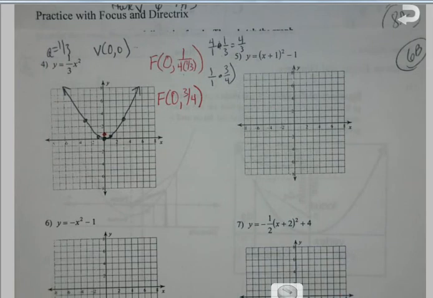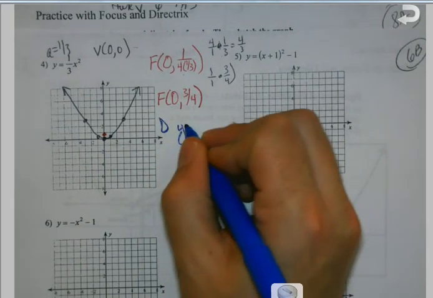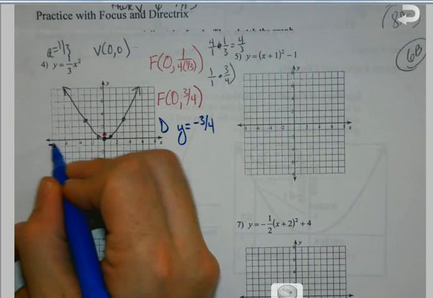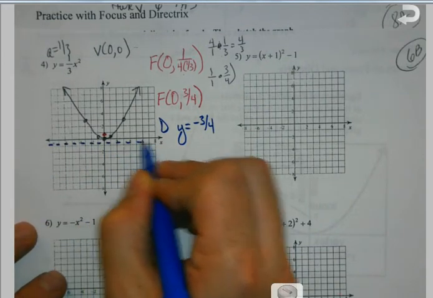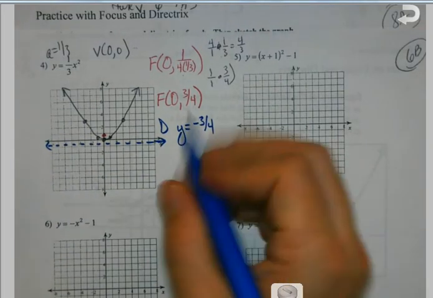Anybody care to venture what the directrix is going to be? There you go. My directrix is going to be y equals -3/4, because again, it's going to be equidistant from not only my vertex, but from all the other points on my parabola. You're going to get to a point you're going to wish they were all doing it this way. But again, you've got your form, which would just be -1/4 times 1/3. That's where this is actually coming from.